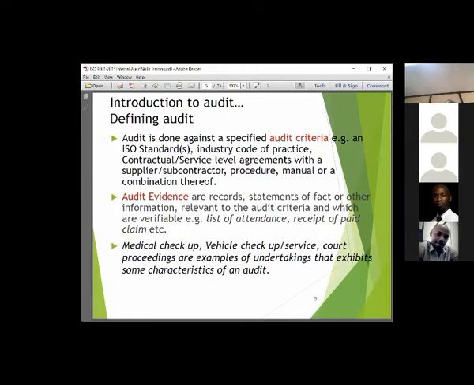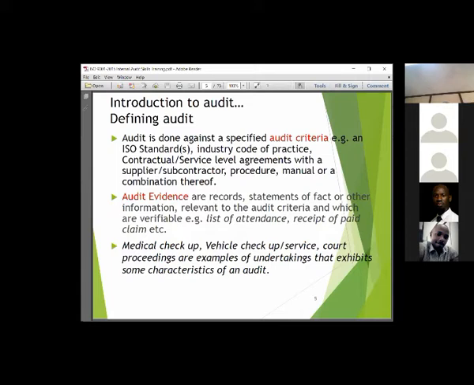Vehicle checkup: when you take a vehicle for service or checkup, the mechanic has a standard of what is expected in that vehicle. Then they look at the vehicle, check on it, and compare. If it is not complying, maybe you need to change some parts. At times, you can be told it's okay, the vehicle is good, go on with your journey.